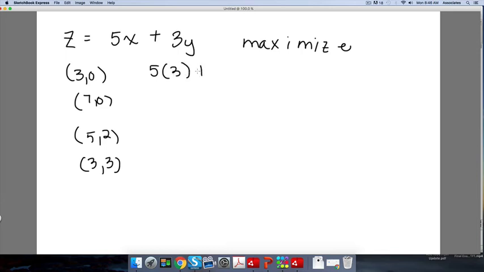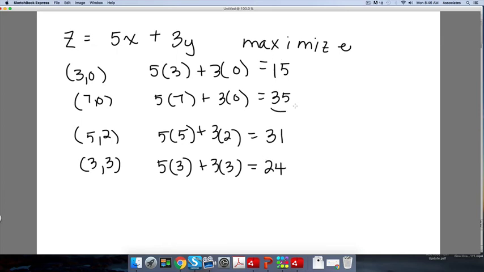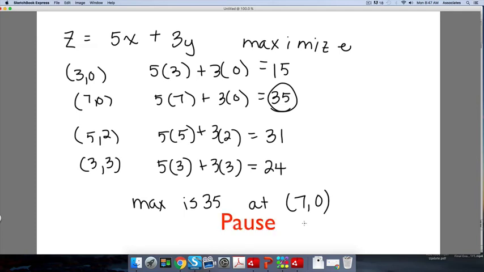So I'm going to plug it in. 5 times 3 plus 3 times 0, and I get 15. 5 times 3 is 15, 3 times 0 is 0. 5 times 7 plus 3 times 0 gives me 35. 5 times 5 is 25 plus 3 times 2 is 6. 25 plus 6 is 31. Plug it into the last one: 5 times 3 plus 3 times 3. 5 times 3 is 15, 3 times 3 is 9. This is 24. It wanted me to maximize, so which one of these is the biggest? 35. So the maximum is 35, and it occurs at the point (7,0). And there's my answer. All right, pause the video if you need to.